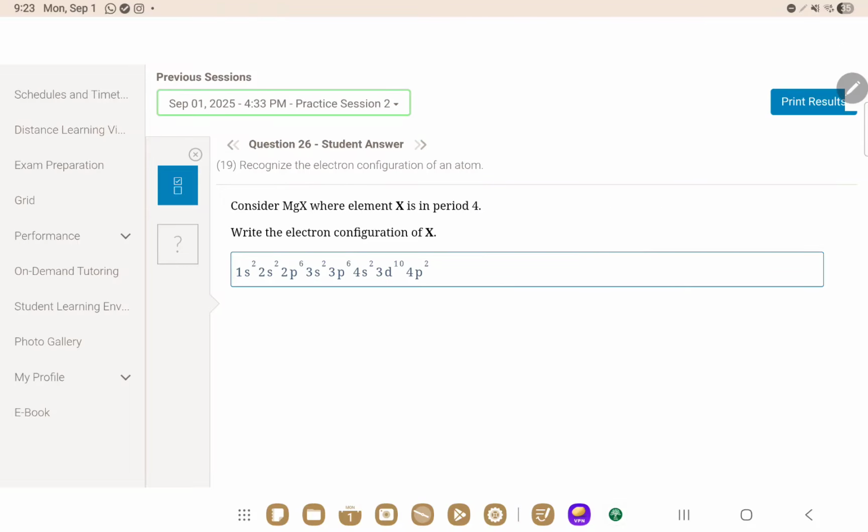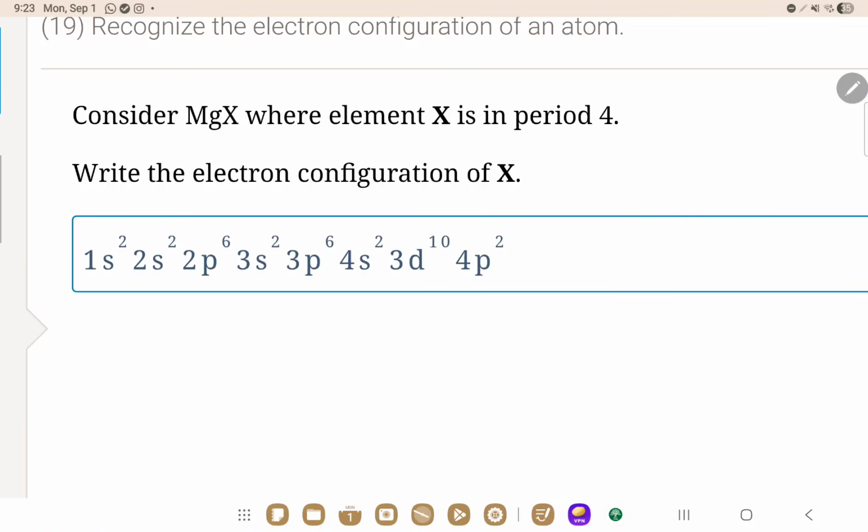Now here it's electronic configuration, and this is the question that is wrong. For this you need a periodic table. MgX is an element where element X is in period 4. Now what do we know? Mg is 2 plus, and we do not have any subscripts, so X must be 2 minus. 2 minus means it has to be in group 6.